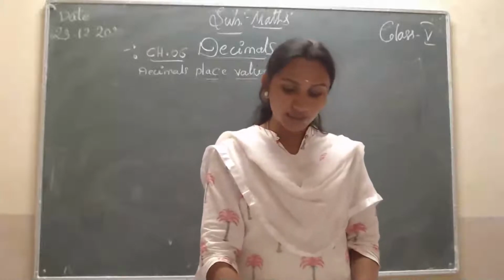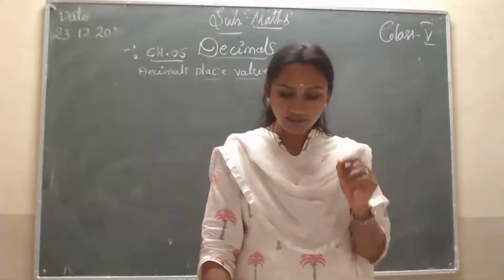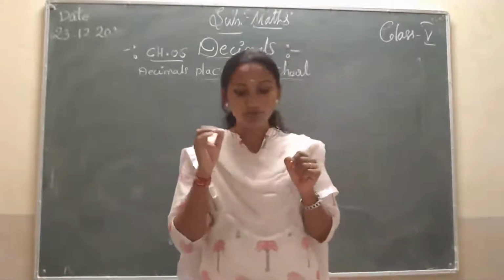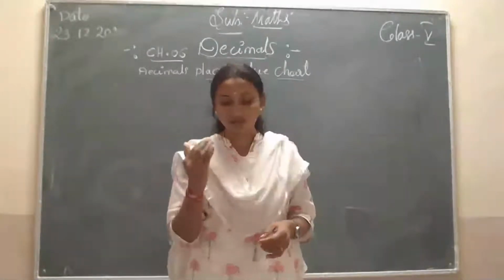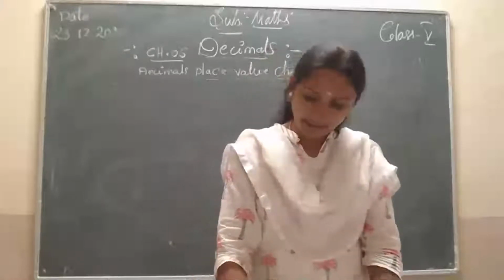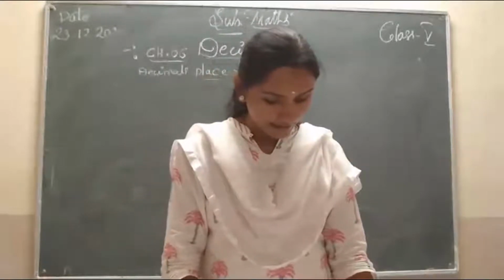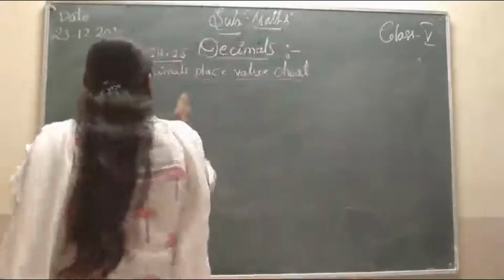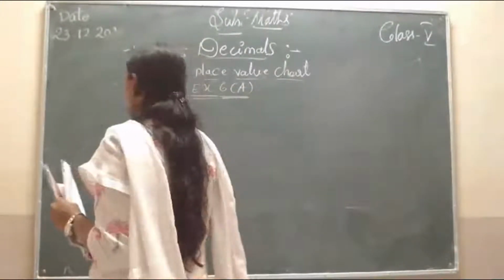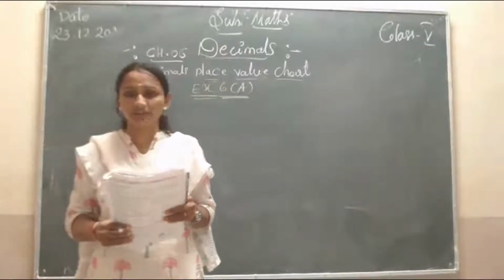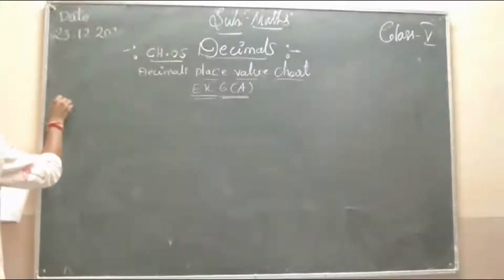So in today's topic, students, there are six topics in total. The first topic is the expanded form of decimal numbers. The main practice questions are already given in exercise 6A. Can you see? You have to open page number 86, exercise 6A. Can you see this first question?